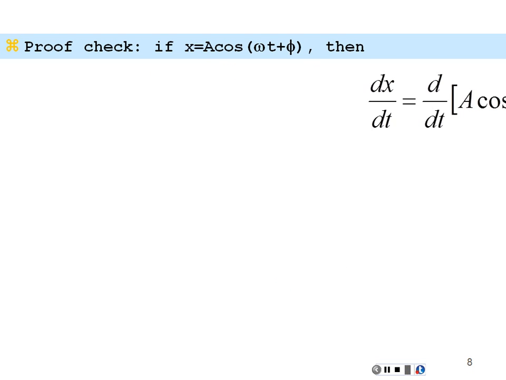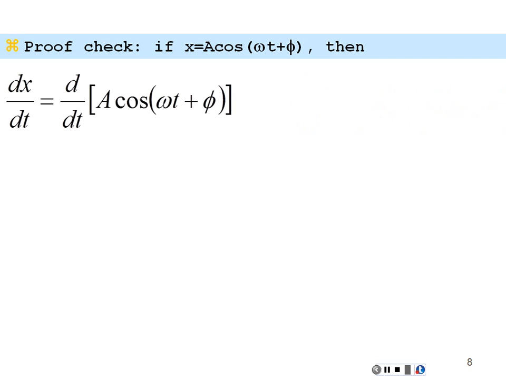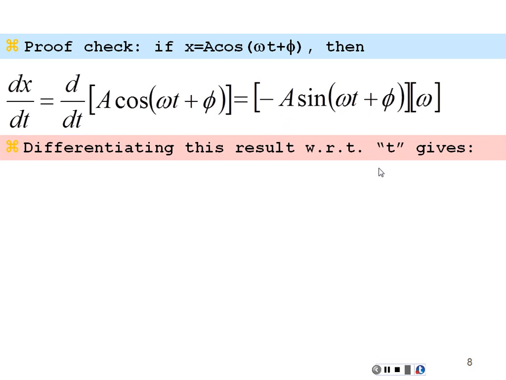One way is I could plug it in. Let's take the derivative of this solution x as a function of time, the derivative of A cosine omega t plus phi. The derivative of cosine is sine, and then by the chain rule I have to take the derivative of what's inside the function, omega t plus phi. Phi being a constant, that's going to just give me omega, so that's my derivative as a function of time of my position, which should be the velocity as a matter of fact.